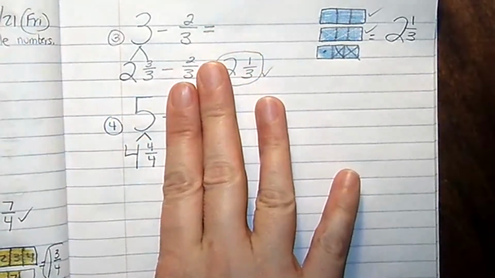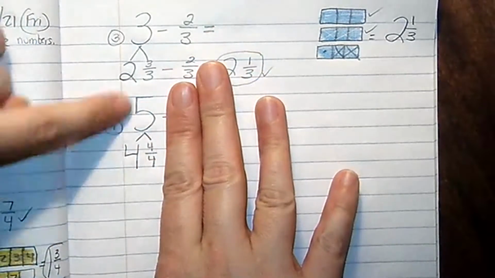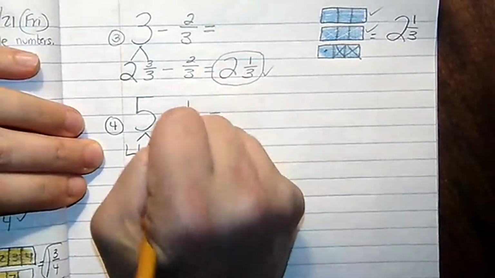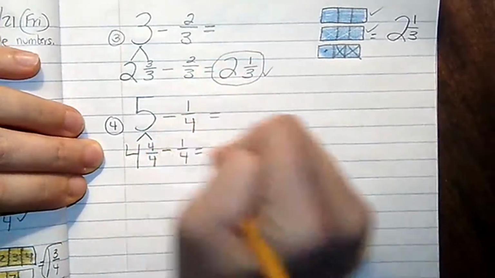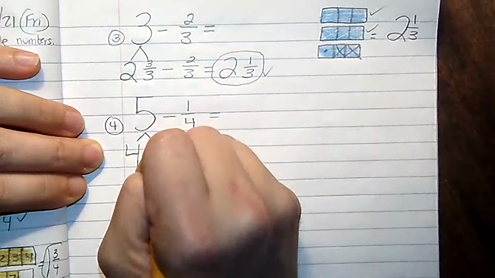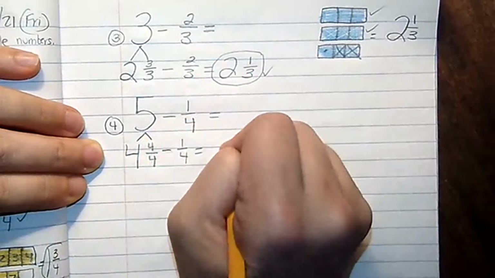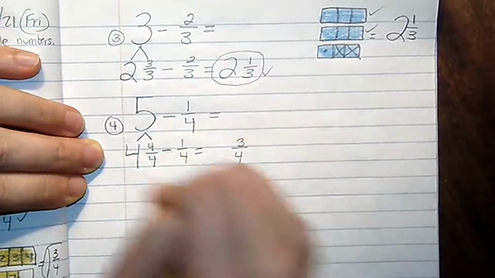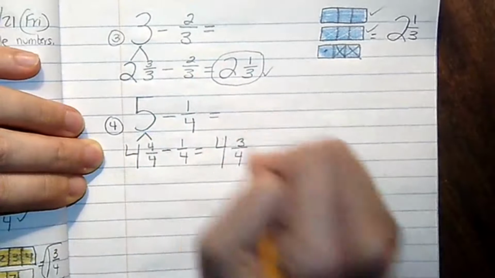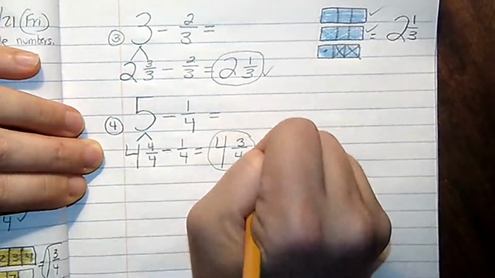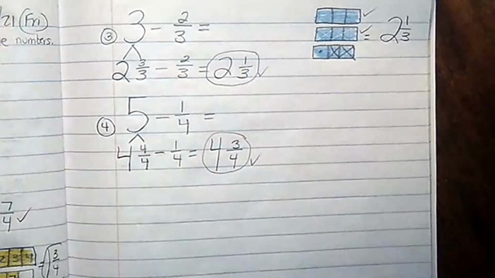Look at it. 4/4 is the same as 1 whole. 1 plus 4 is 5. Now I'm going to subtract 1/4 from it, and I get, well, what's 4/4 minus 1/4? It's 3/4. And I had 4 wholes, so I have 4 and 3/4. And I think that's my answer.